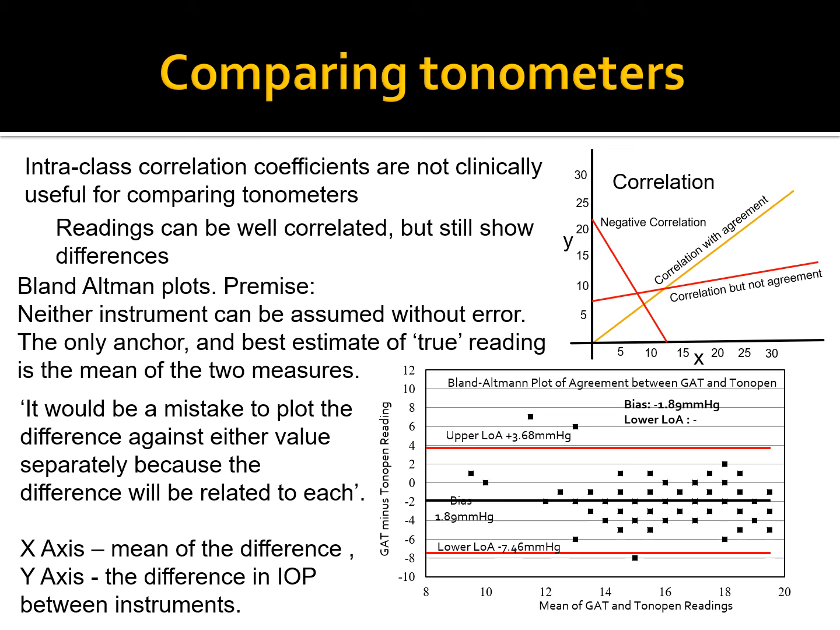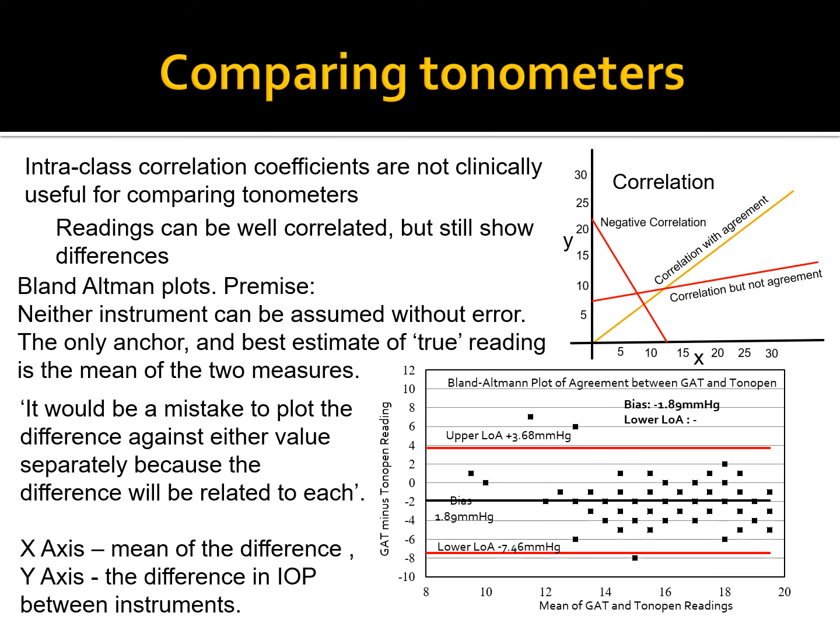And in 1986, that's when Bland and Altman came up with this revolutionary thing. Their original paper was printed in the Lancet, so it was a pretty important paper. But what they said was, their premise is, and this is important because this technique, I think, gets misinterpreted at times. They said neither instrument can be assumed without error. The only anchor and the best estimate of true reading is the mean of the two measures.